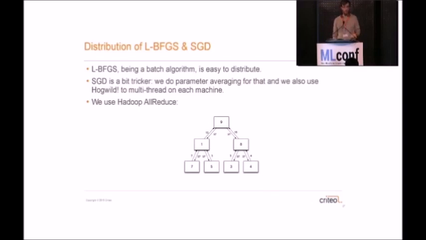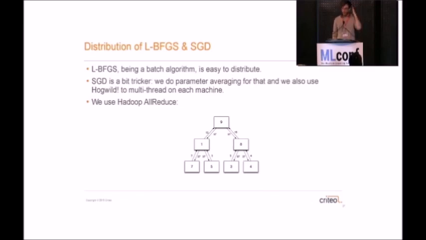And then how do we do that at scale? We have to distribute the computation of both algorithms. L-BFGS is a batch algorithm, meaning that we do one pass over the data to compute the gradient and then do one step. So it's easy to distribute because you can distribute the computation of the gradient. Each machine can have a part of the data, each machine computes its local gradient, and then you synchronize the machines to get the global gradient and do one update. On the other hand, SGD is much trickier to distribute.